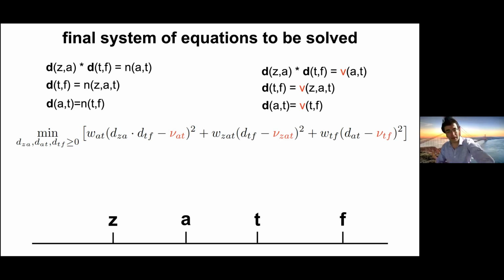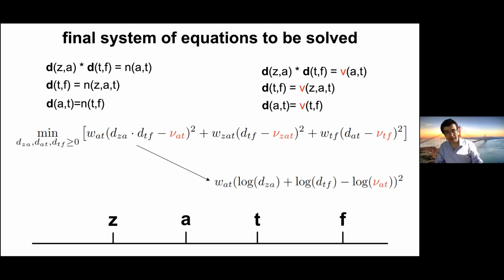Instead of having this form, what we did is we took the logarithm of DZA times DTF, and we wrote this function as log DZA plus log DTF minus log VAT. So our unknowns are not the DZAs now, they are the logs of the DZAs. This means that the logs can take any value they want, so we didn't have any constraints. So we're able to take derivatives and solve this problem analytically for the logs.